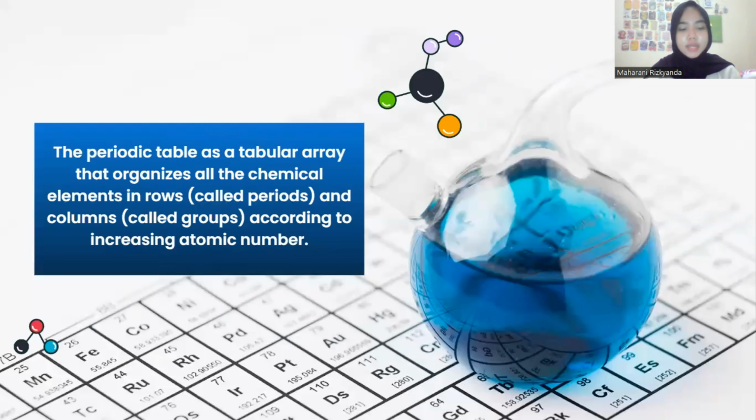The system is assembled in a table, which we also know as the periodic table system. So now we can define the periodic table as a tabular array that organizes all the chemical elements in rows called periods and columns called groups according to increasing atomic number.